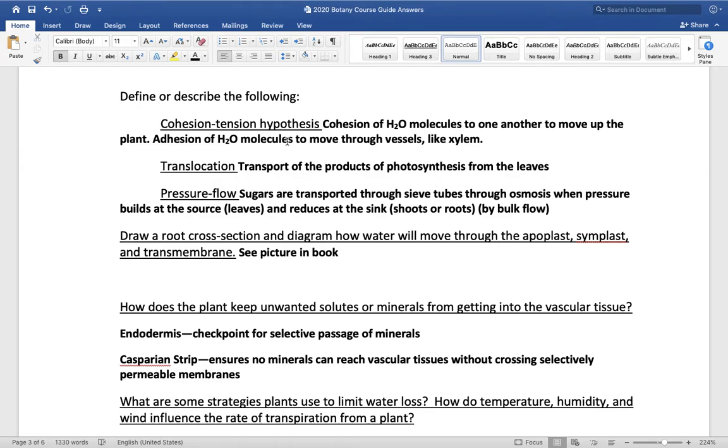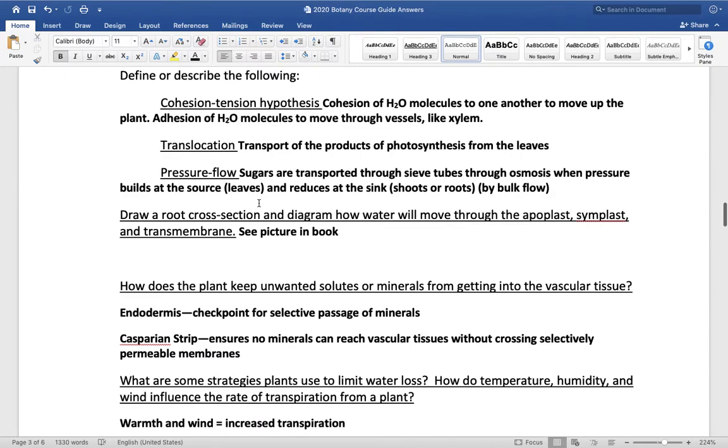And that's that hypothesis. Translocation is the transport of that sugar solution water from the leaves all over the plant. And that's due to pressure flow. So on the previous homework, we had some pressure type questions. Sugars are transported through sieve tubes. We had that back 2 pages ago through osmosis when pressure builds at the source. So in the summer into the fall, the leaves are the source to make that sugar water, and then the sink would be the roots. So a lot of the time, the sugar solution water is moving from the source to the sink.